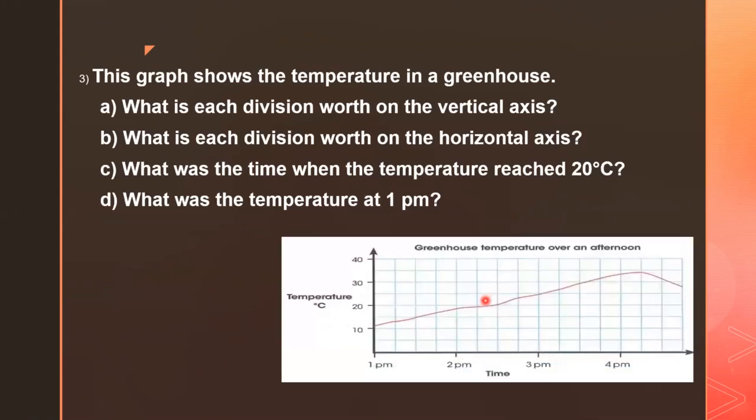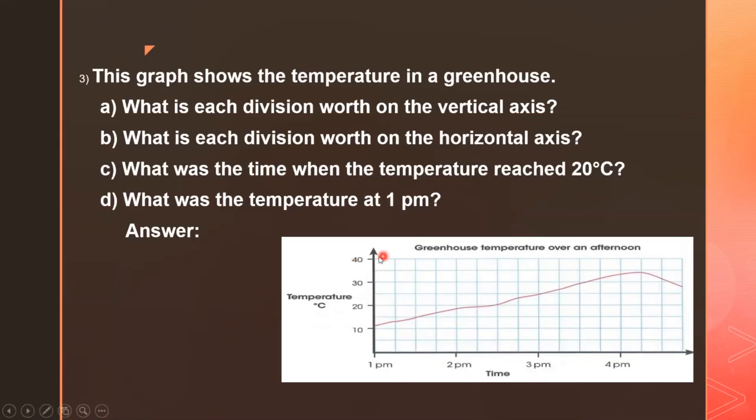So this is the chart which gives you an idea about greenhouse temperature over an afternoon, where the x-axis resembles time from 1 p.m. to 4 p.m. and the y-axis resembles the temperature in degrees Celsius from 0 to 40 degrees Celsius. So shall we start doing the answer part? Yes. A part question is, what is each division worth on the vertical axis?